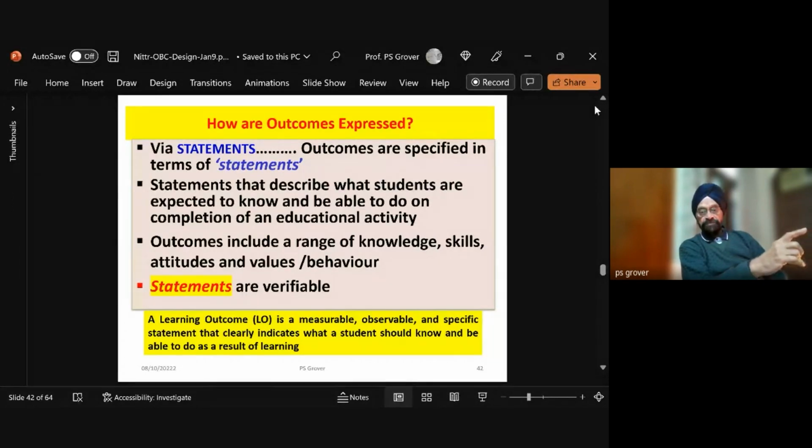Statements that describe what students are expected to know and be able to do on completion of any educational activity, maybe a lecture, maybe a seminar, maybe a game, and so on. Outcomes include a range of knowledge. These statements can be verified. So we always say a learning outcome is measurable, observable, and specific.